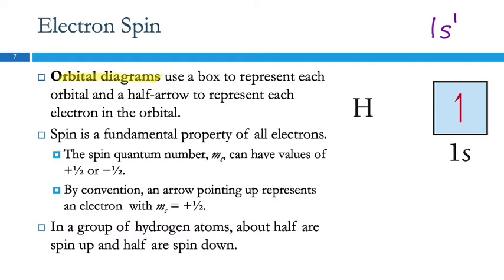Electrons have spin. We talked about that. That's that final quantum number. Can be plus 1/2 or minus 1/2. And we can think of it as being like a top spinning clockwise or counterclockwise, right? One or the other. If you look at a group of hydrogen atoms, about half of them will have their electrons with a positive spin and half with a negative spin. And it's just convention that pointing up is positive. It just kind of made the most sense.